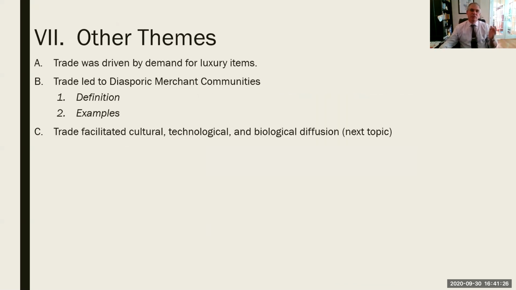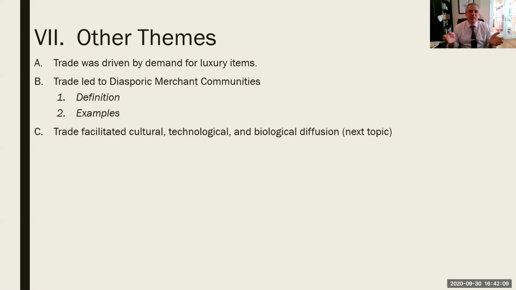Now, I believe there are three more themes that I just want to talk about with trade. One is that trade was driven by demand for luxury items. Trade at this point is very expensive. To travel the Silk Road is an expensive endeavor. To travel the Trans-Saharan Trade Network is an expensive, hazardous situation. To have ships go on the Mediterranean or on the Indian Ocean is an expensive proposition. So merchants aren't going for the common man. Merchants are going for the upper class and for the wealthier segments of society. And the wealthier segments of society are not so concerned with the basic needs because they have that covered. They're looking for luxury items.